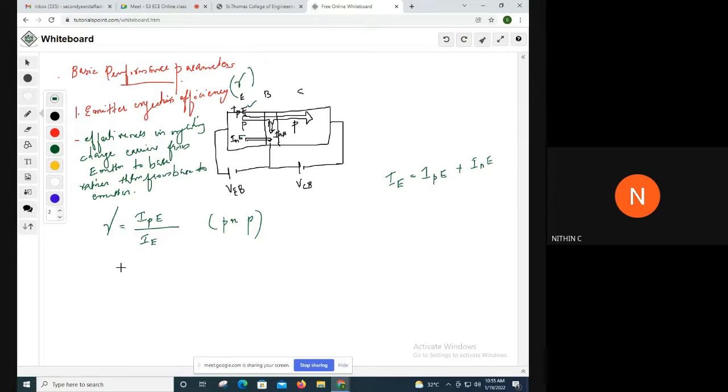Okay, so you can further write this as IPE. As mentioned, IE can be written as the sum of these two currents, right? IPE plus INE, we can write, for IE. So how will you write that?